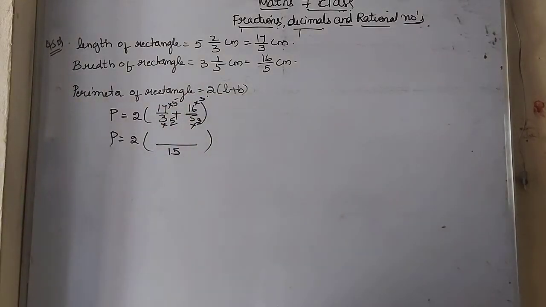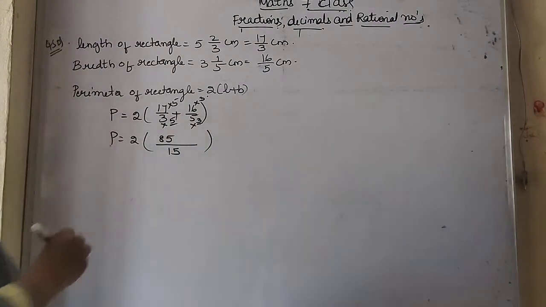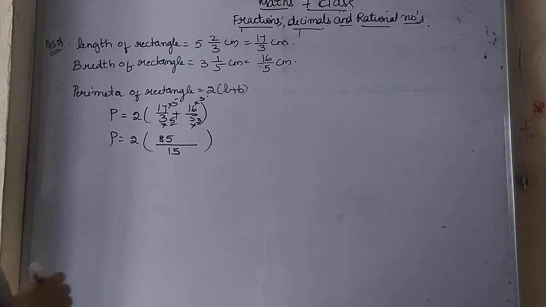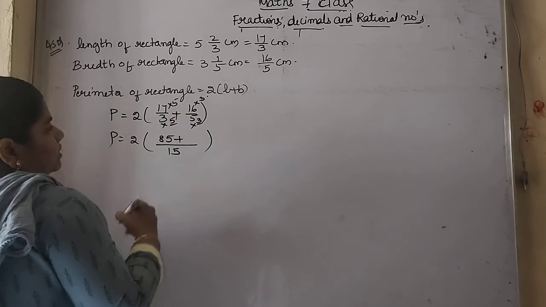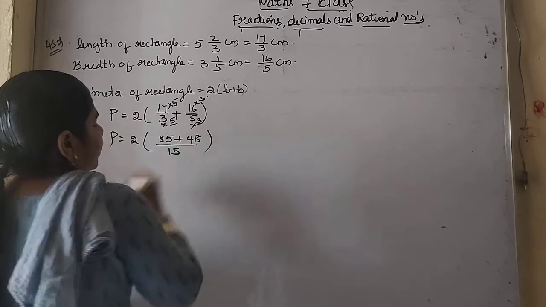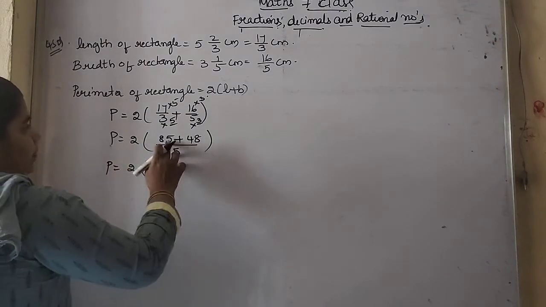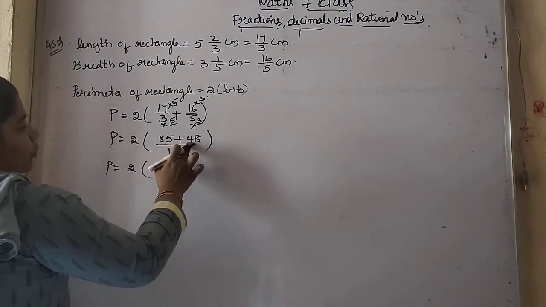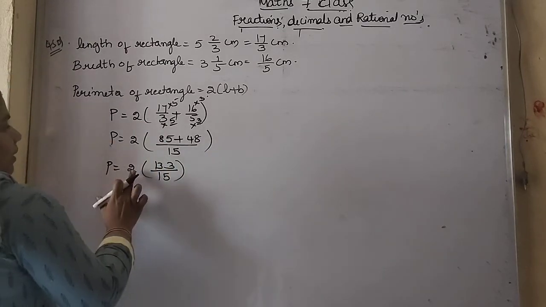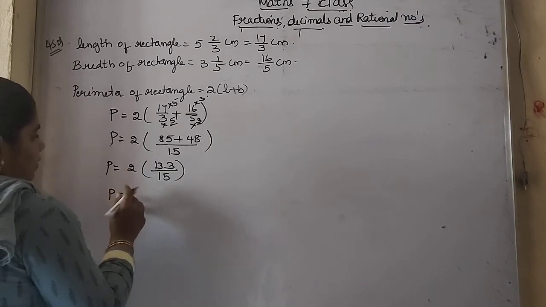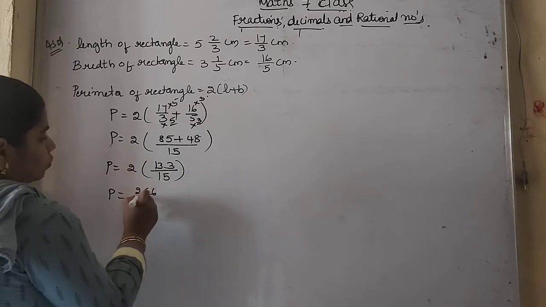So 17 into 5 will be 85, plus 16 times 3, that will be equal to 48. So now add this. P is equal to 2 into, 8 plus 5 is 13, 8 plus 4 is 12, 12 plus 1 is 13. So you got 133 by 15. Now multiply this 2 with 133. P is equal to 2 into 3 is 6, 2 into 3 is 6, 2 ones is 2, by 15.